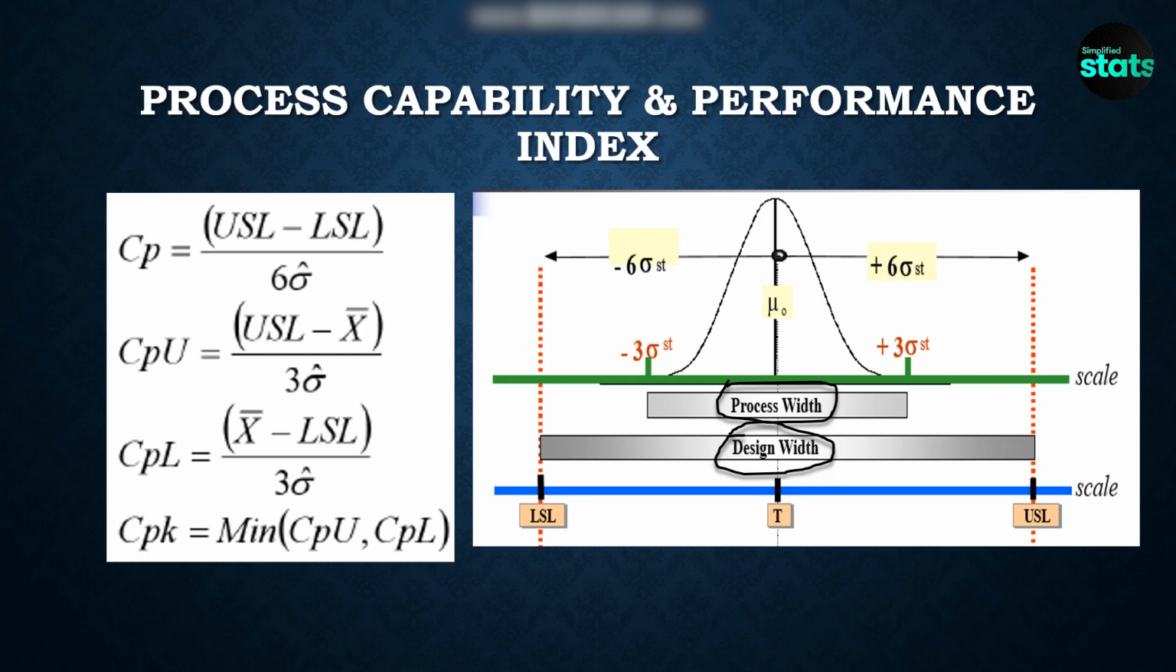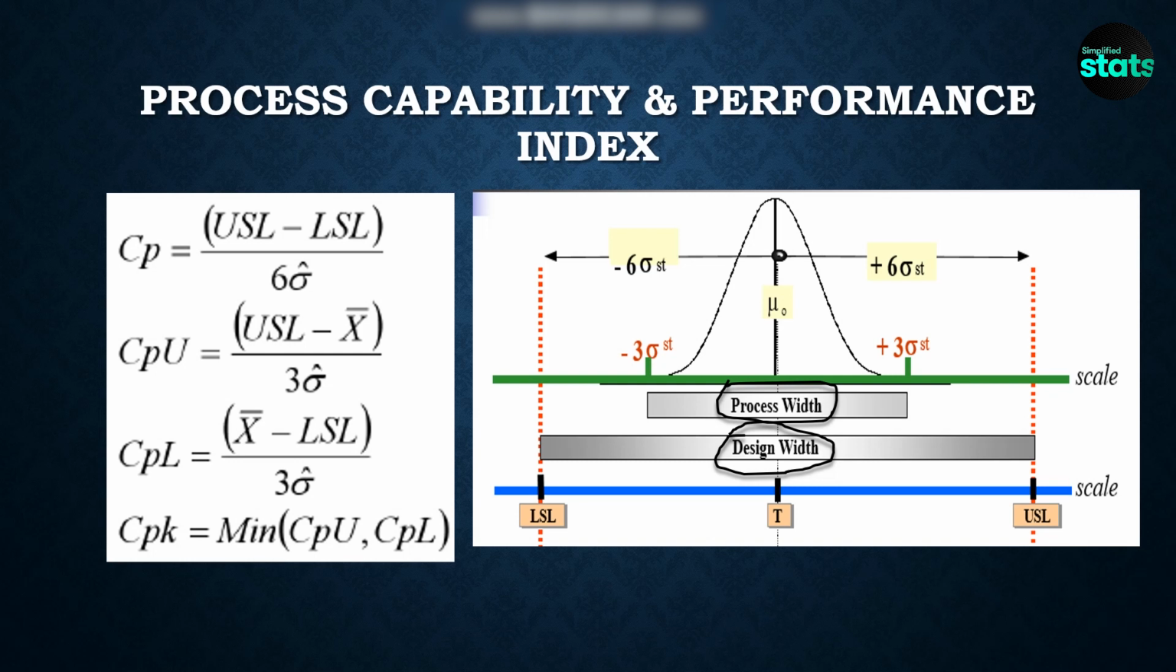Sigma hat here is the estimated standard deviation. 6 times sigma hat gives you the process width. So CP is nothing but design width divided by process width. It gives you the capability of the process. It is expected that the design width be always greater than the process width. Only then we call the process to be capable. Hence the value of CP should be greater than 1.